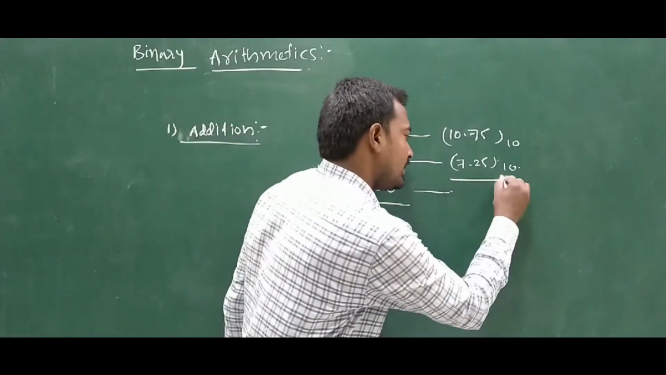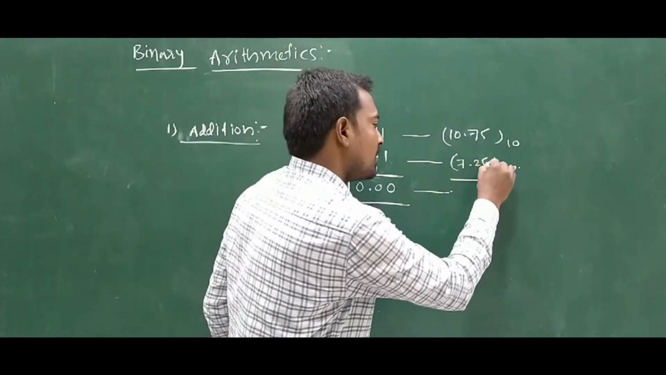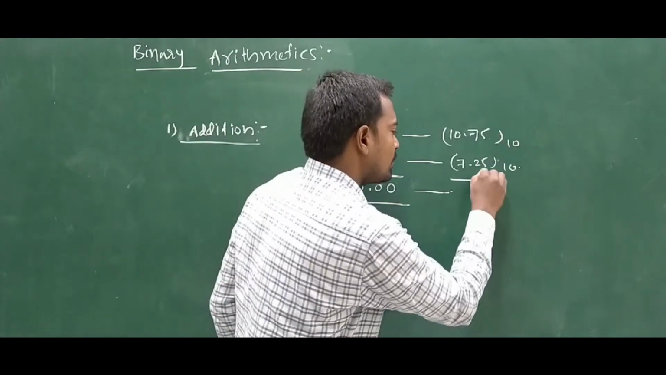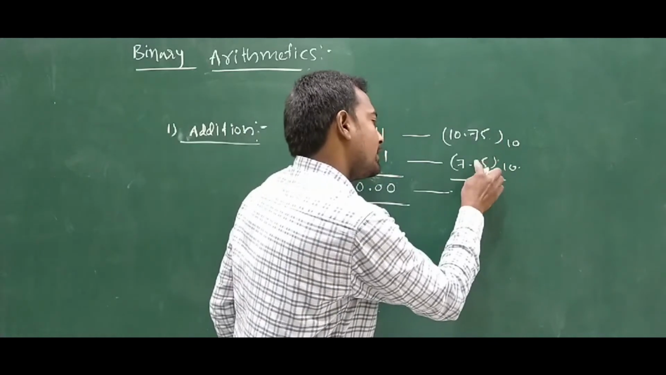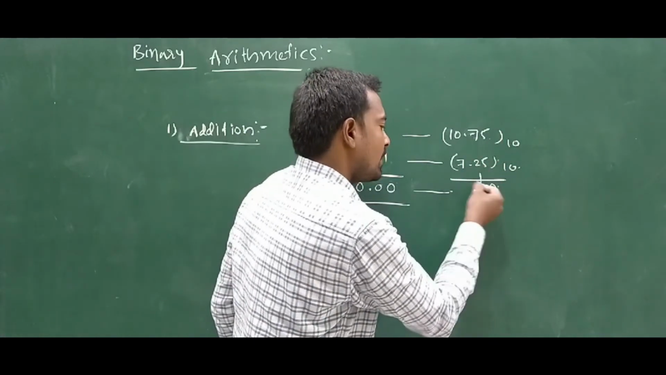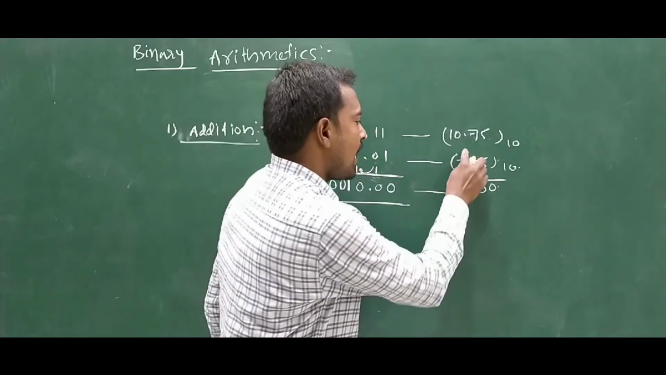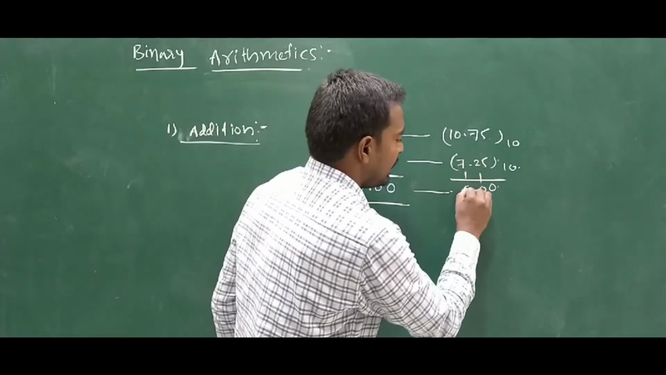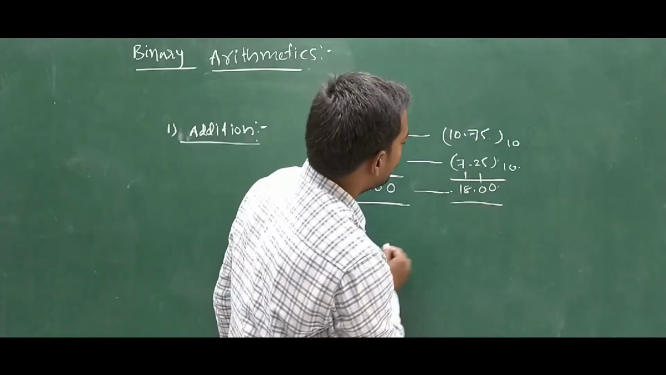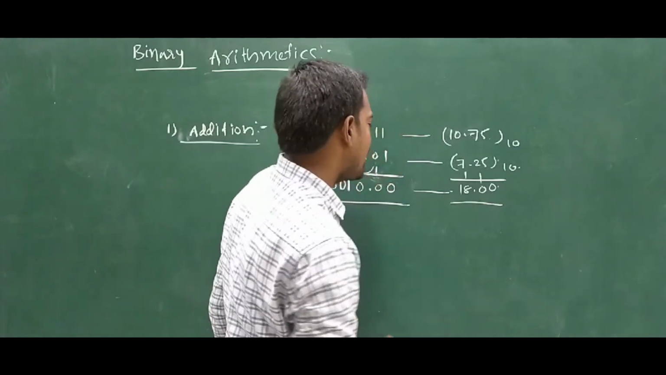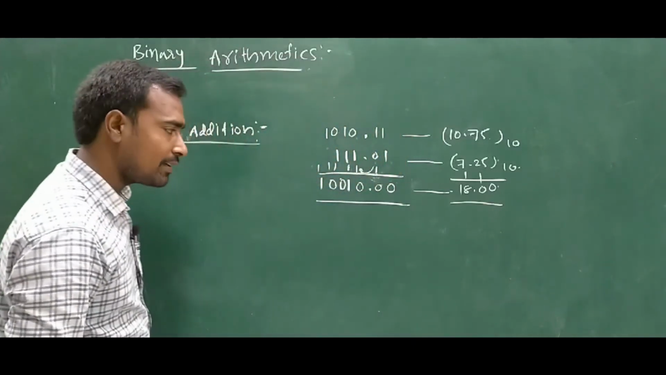In decimal, when we add, 5 plus 5 is equal to 0 with a carry, and then 7, 8, 9, 10, and then we again get 1, and 7 plus 1 is equal to 8, and we get 18.00.